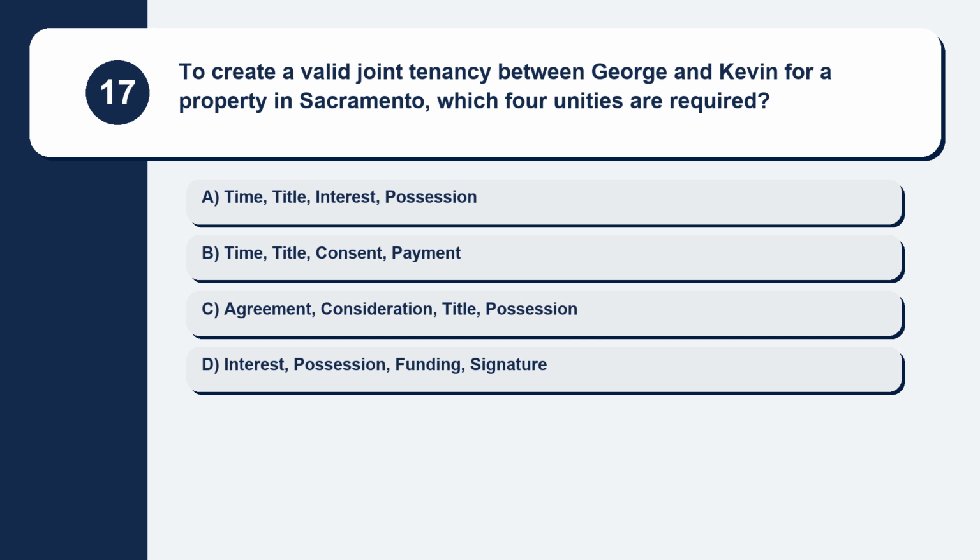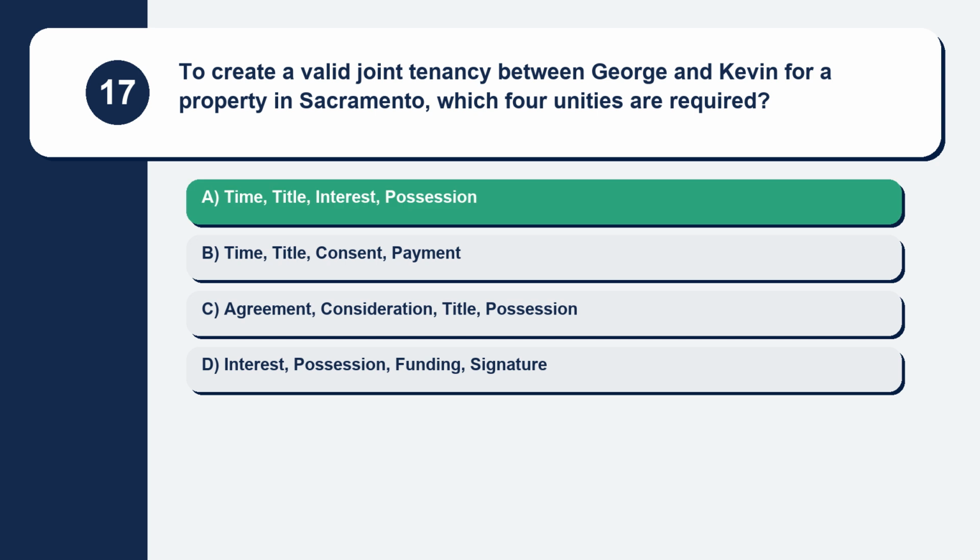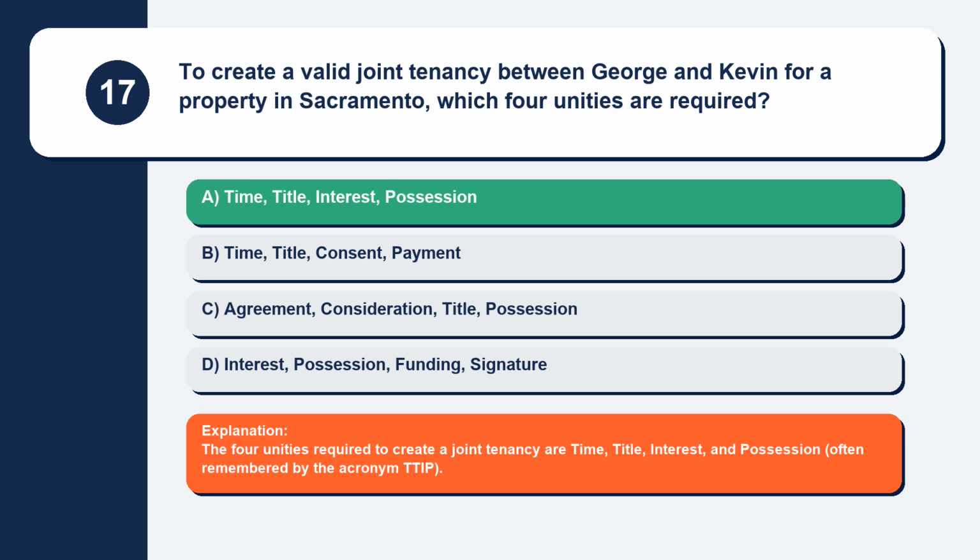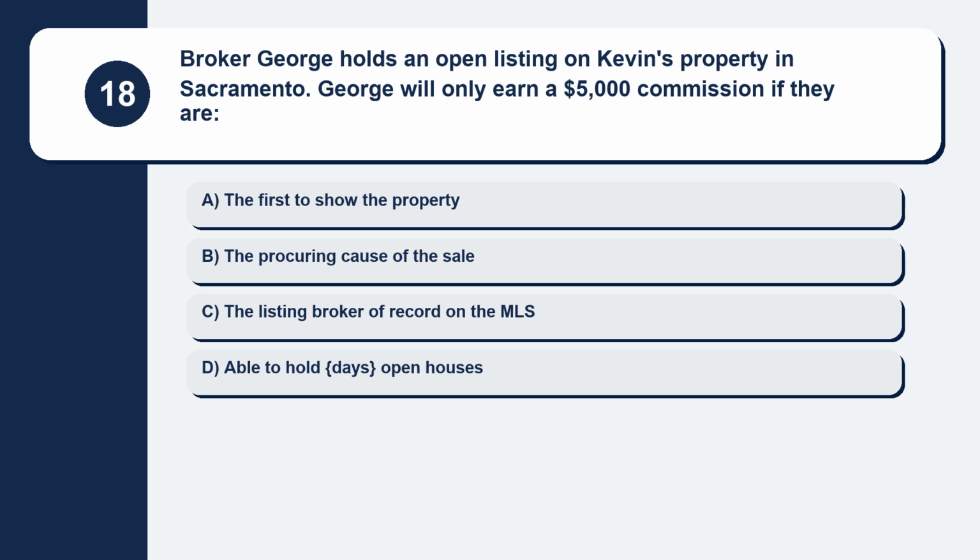Question 17. To create a valid joint tenancy between George and Kevin for a property in Sacramento, which 4 unities are required? Here are your options. Option A, time, title, interest, possession. Option B, time, title, consent, payment. Option C, agreement, consideration, title, possession. Option D, interest, possession, funding, signature. The correct answer is option A, time, title, interest, possession. Explanation: the four unities required to create a joint tenancy are time, title, interest, and possession, often remembered by the acronym TTIP.